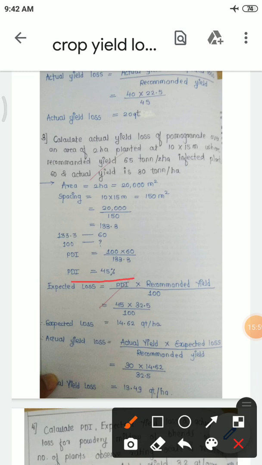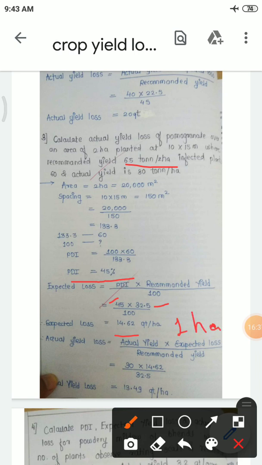Then let us calculate the expected loss. Expected loss is equal to PDI into recommended yield divided by 100, as we discussed previously. Just put the values in that formula, that is 45 into the recommended yield that is already given here, 65 tons per 2 hectare. So for 1 hectare it is 32.5, divided by 100. So expected loss is 14.62 quintals per hectare, but it is for 1 hectare, not for 2 hectare.